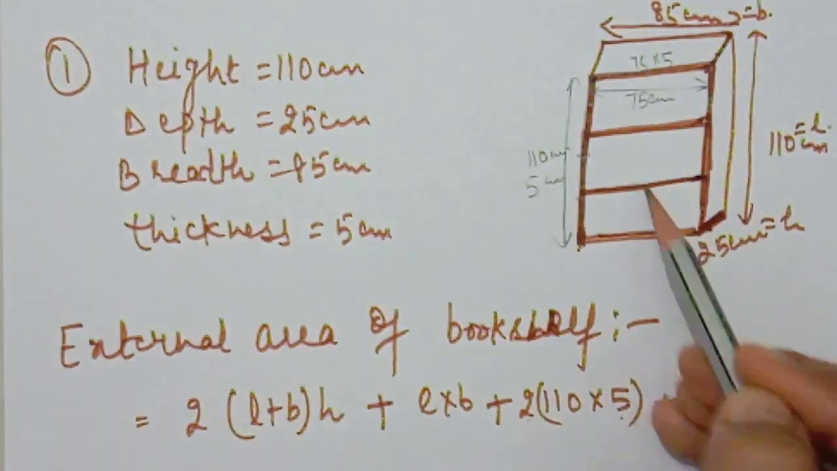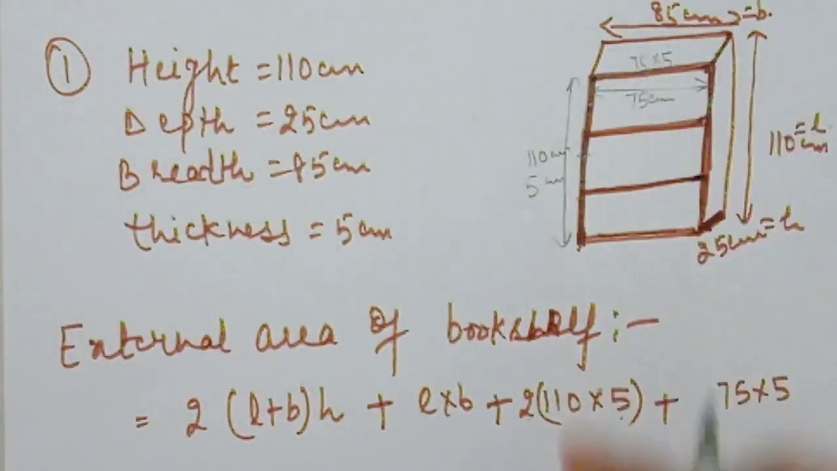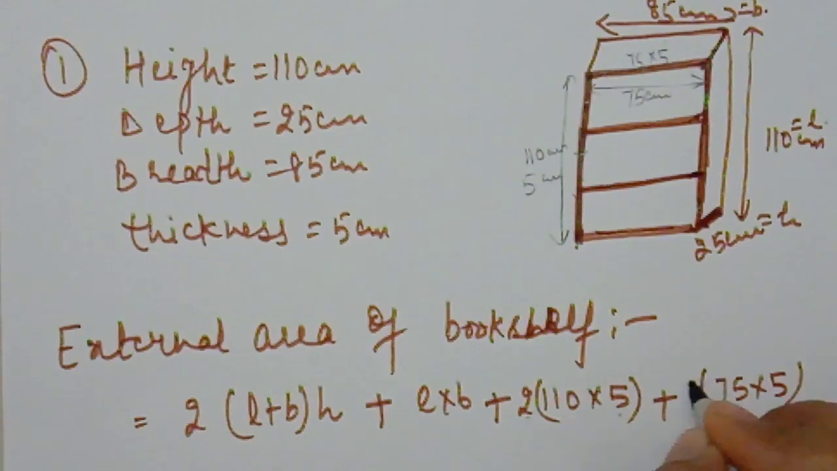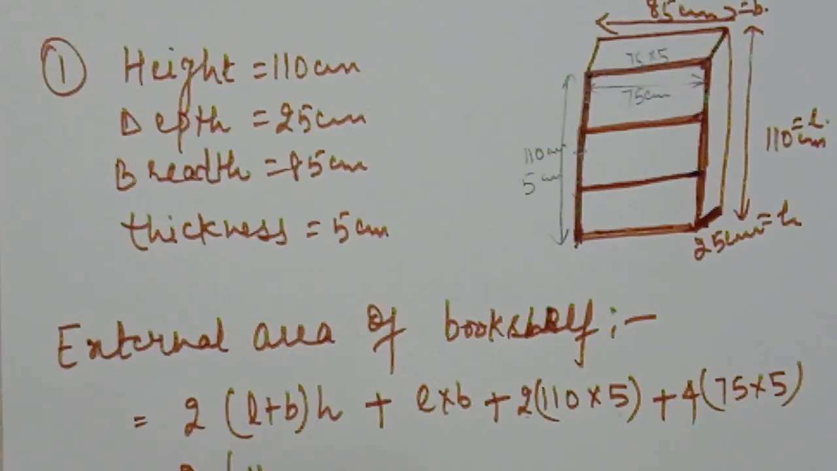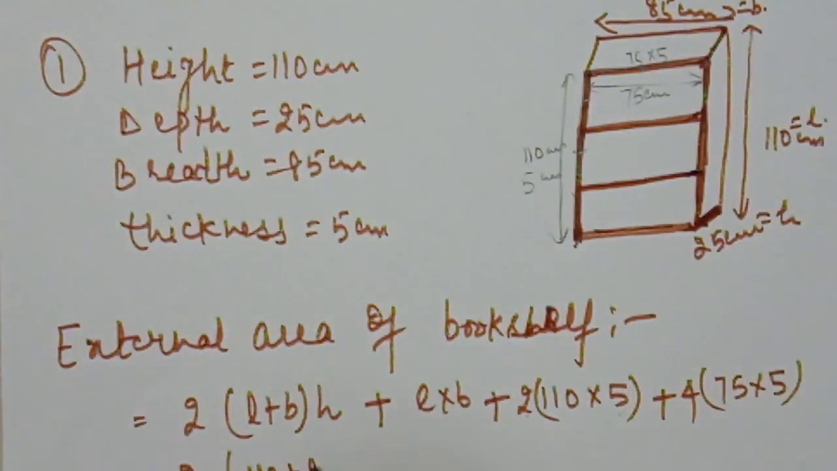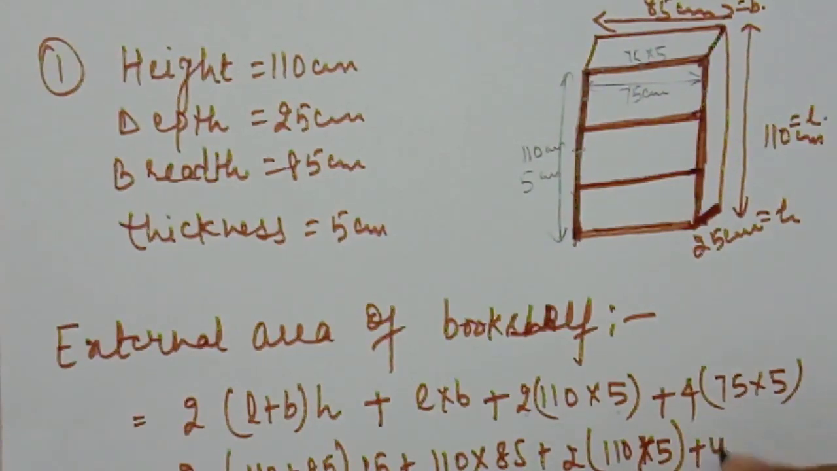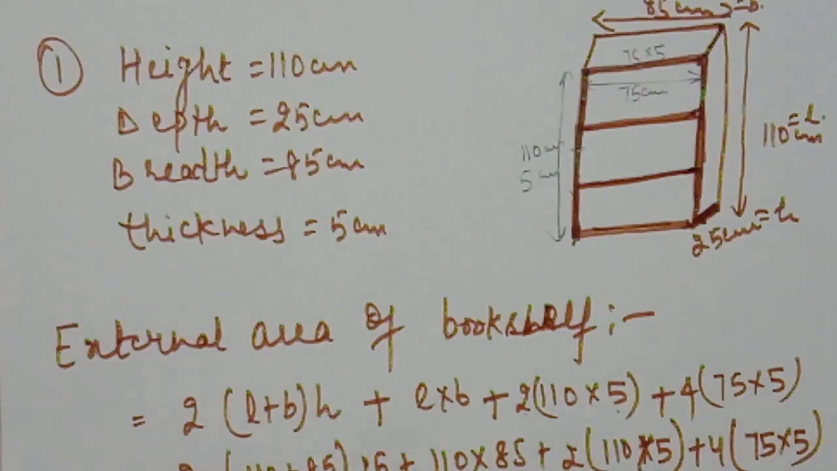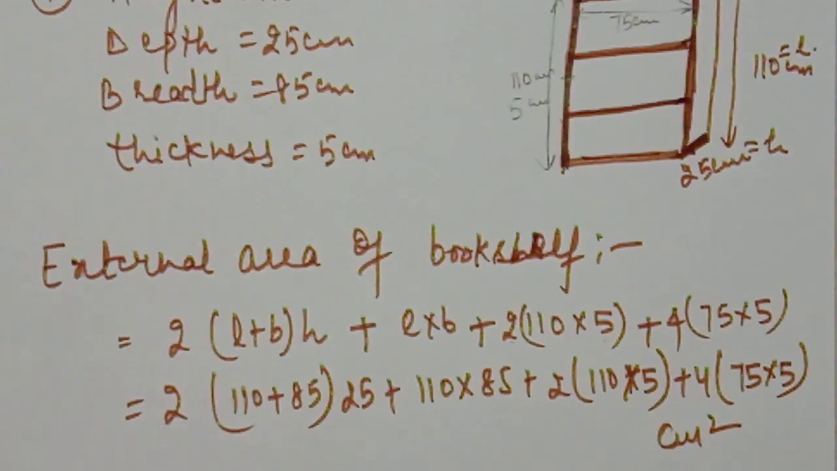So the area of this rectangle is 75 into 5. Now we have 1, 2, 3, 4 rectangles of this type. So 75 into 5 is the area of this type of plank, and then they are 4, so multiply by 4. This is the complete area. Now we will put the length 110 plus breadth 85 and then height 25, plus here also 110 and 85, plus 2 into 110 multiplied by 5, plus 75 into 5.